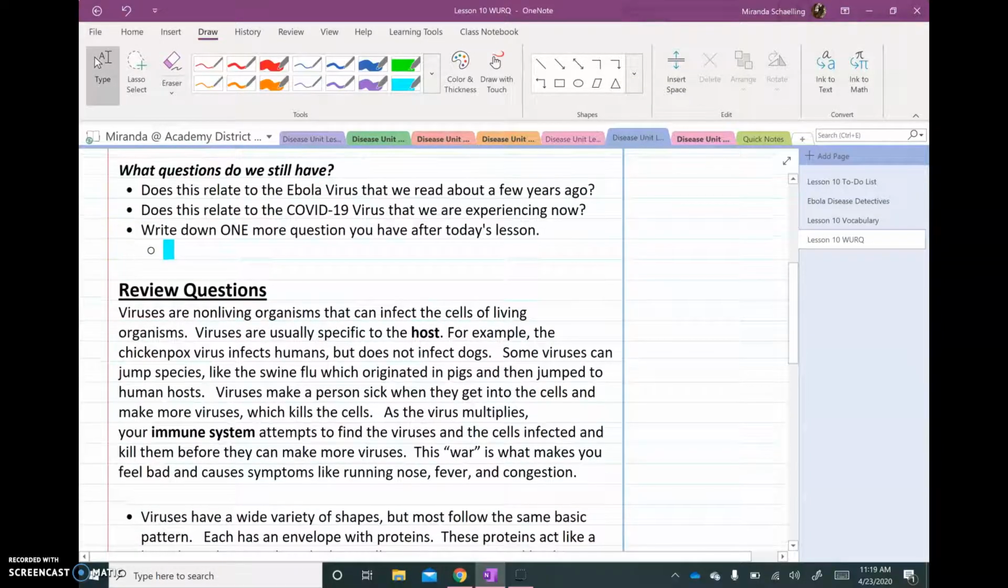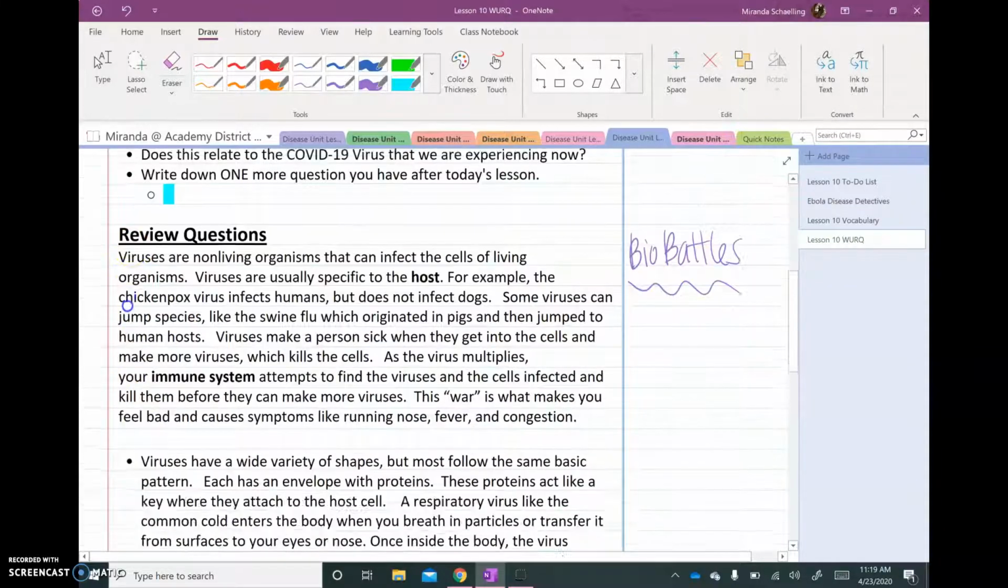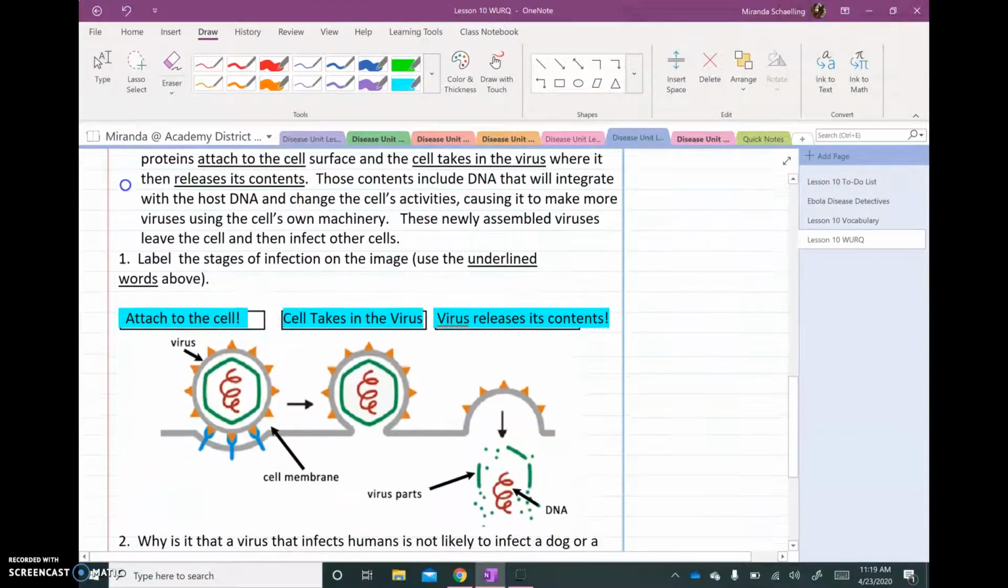Couple of questions. How does this relate to the Ebola virus that we read about a few years ago? Definitely. How does this relate to the COVID-19 viruses that we are experiencing now? And then you want to write down a new question. Okay, our next thing that we're going to do, we're not really going to do a new unit, but we are going to do something called biobattles, where we're going to look at your immune response to viruses. So here's a little background about that and what's going on in your immune system.